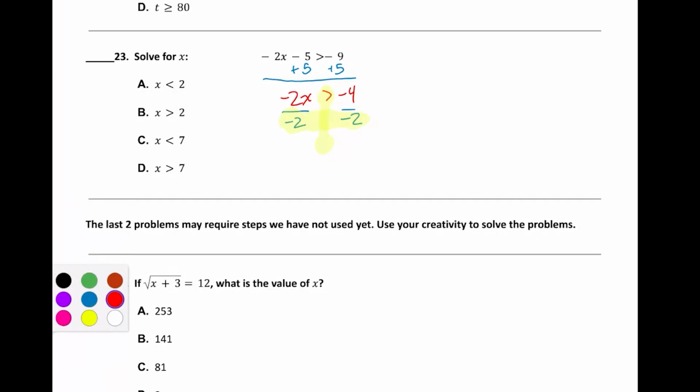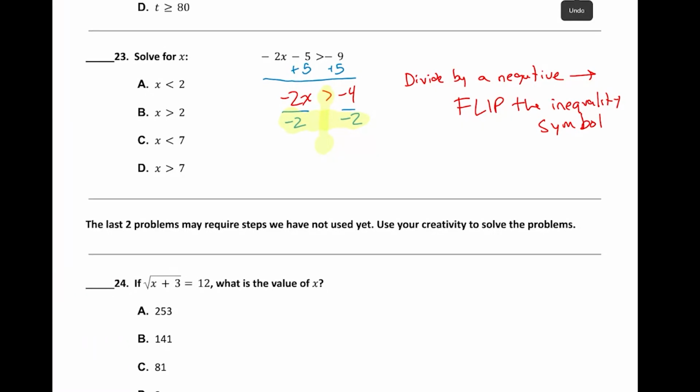Okay, so divide by a negative, you got to flip the inequality symbol. That is not how you spell symbol. There we go, symbol. Okay, so the greater than is going to become a less than, and we're going to get x is less than negative 4 divided by negative 2 is positive 2. So our answer is A.